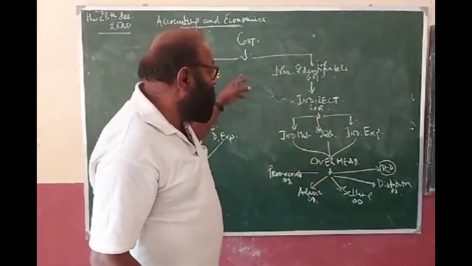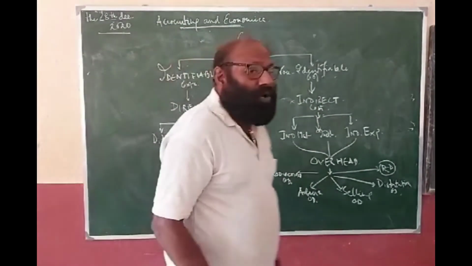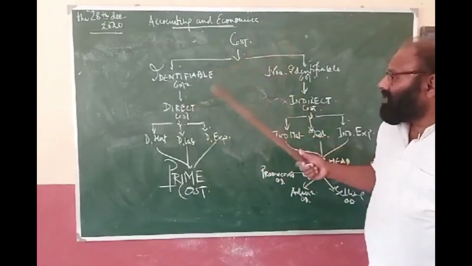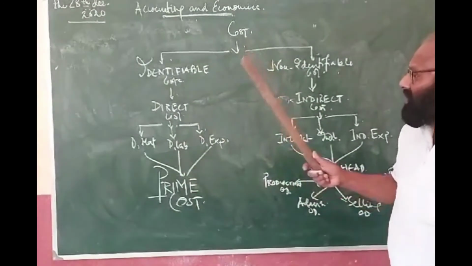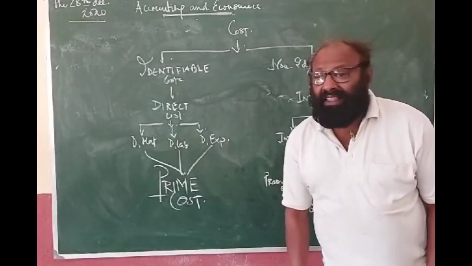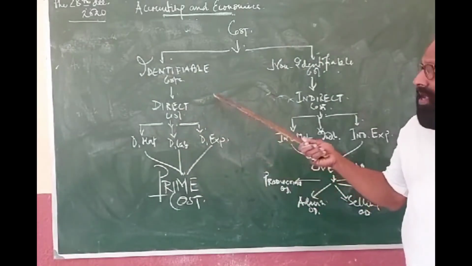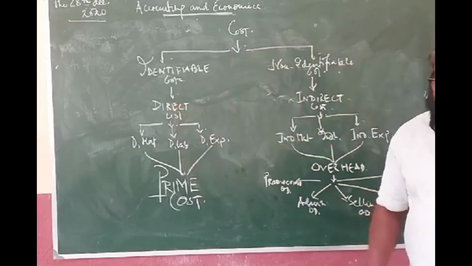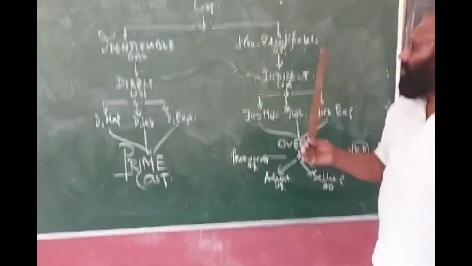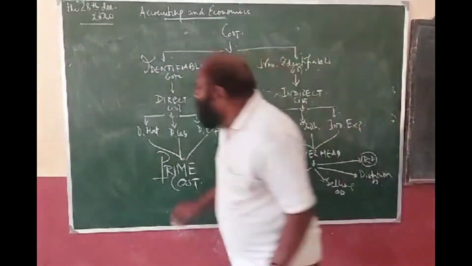I am just making the total, just give a total view of this. So cost of materials, cost of production of goods and services can be segregated into two parts. One that which can easily be spelled out and that is attached to the product, and that is known as identifiable costs. And there are other costs which cannot be identified to a particular product and that is known as non-identifiable cost.